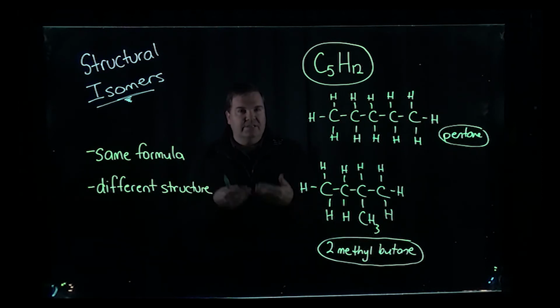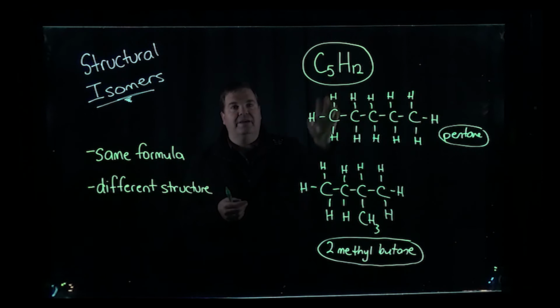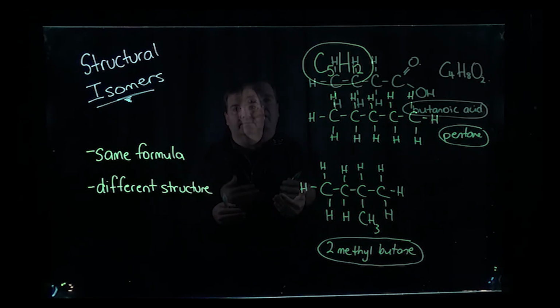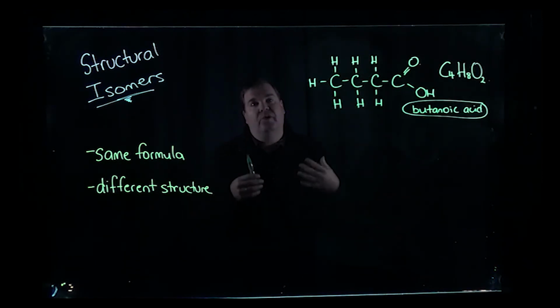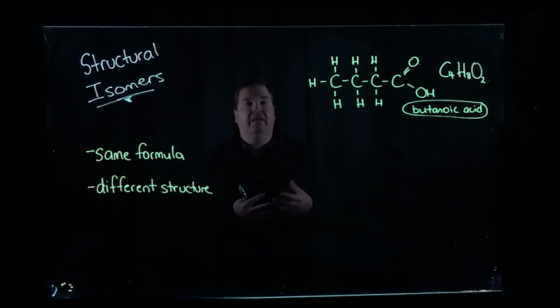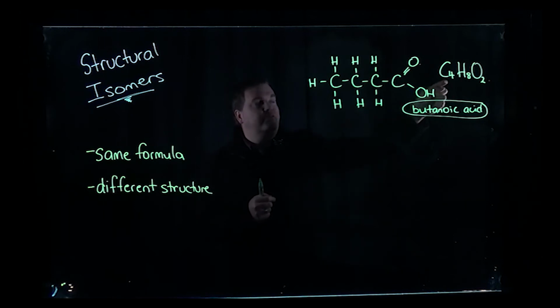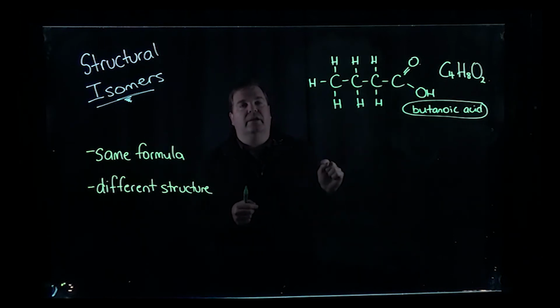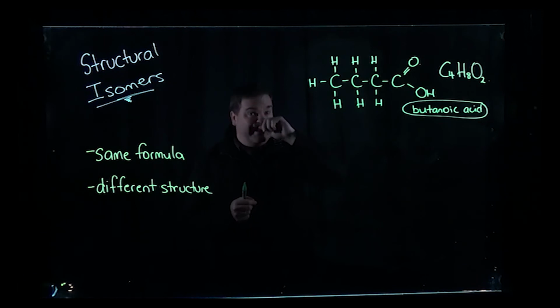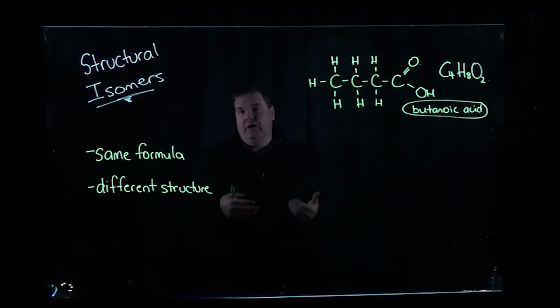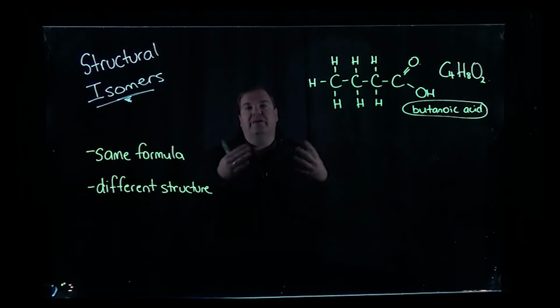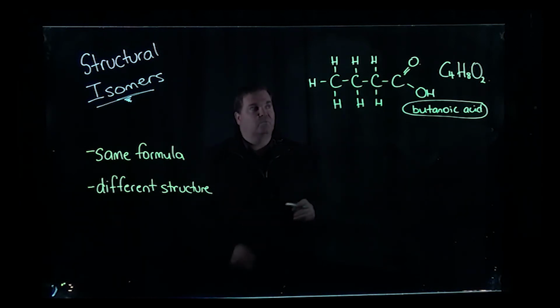So a structural isomer has the same chemical formula, but a different structure. I'm going to show you one more example. Here you don't necessarily just have an alkane, but things with functional groups as well, and how they can be structural isomers. I'm going to look at this molecule, butanoic acid. It has the formula C4H8O2, and this is its structure here. I'll show you some variations of this that don't just move the atoms around, but have completely different functional groups as well.